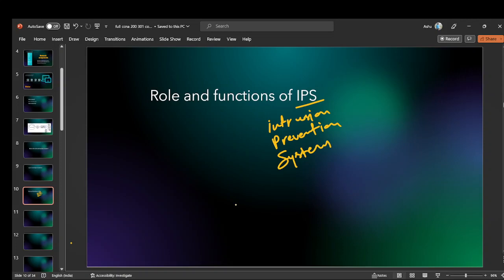Now, what is intrusion? This is the common point. What is intrusion? Clear? Do you know intrusion refers to unauthorized access to or entry into a system? Intrusion refers to unauthorized access or entry into a system, network or environment. In the context of computer security, an intrusion typically refers to an attempt or successful act of breaching the security measures.